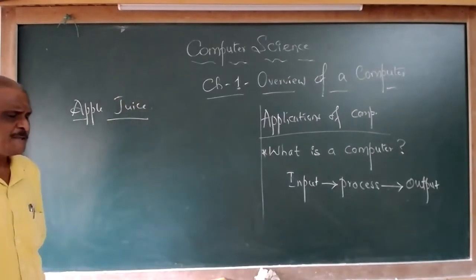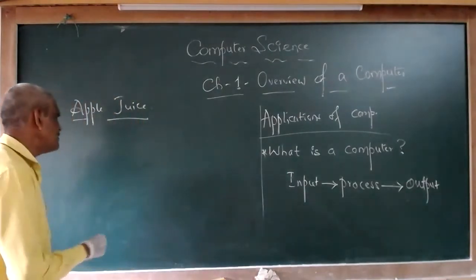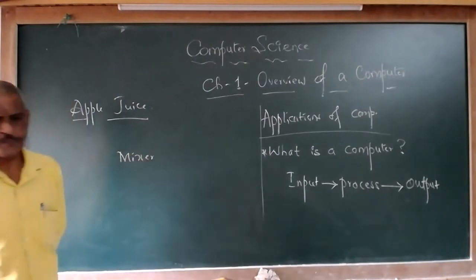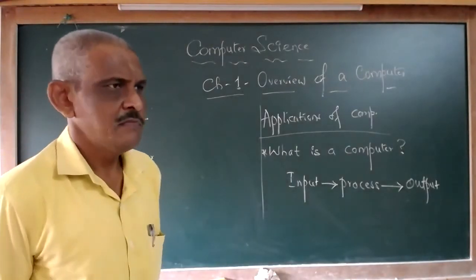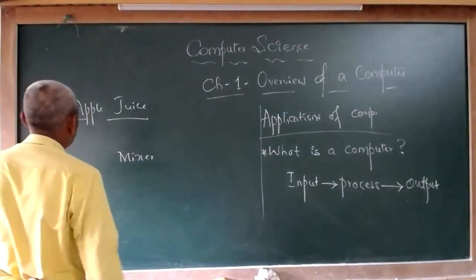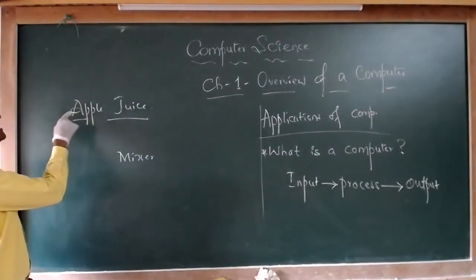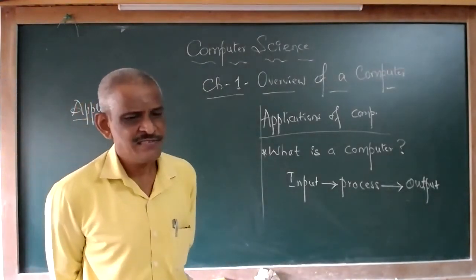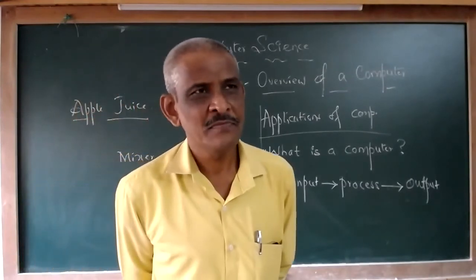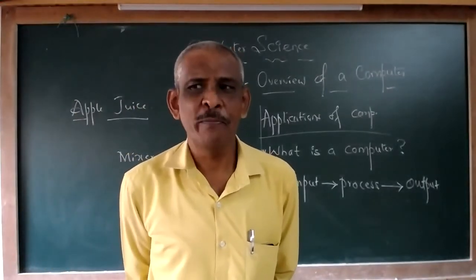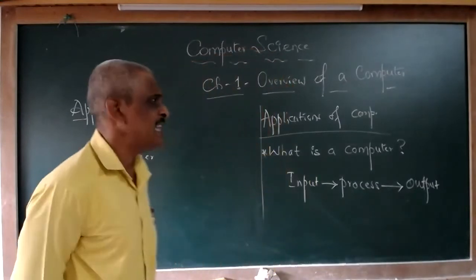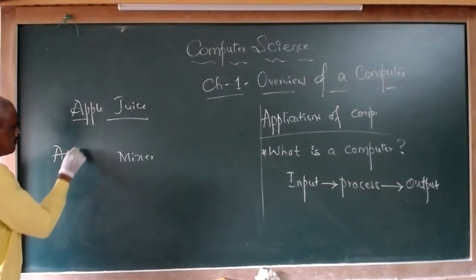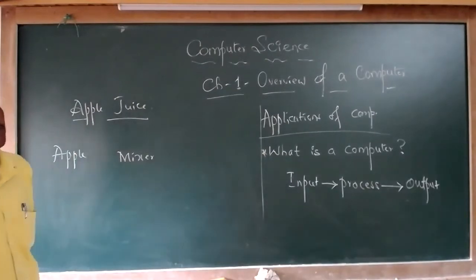How to prepare apple juice? We know that we need a mixer, a grinding mixer. Then what do we need in the initial stage? That is apple juice. Whether you have to purchase mangoes from the market... if you want apple juice, you have to purchase apples, to bring the apples. You have purchased the apple.